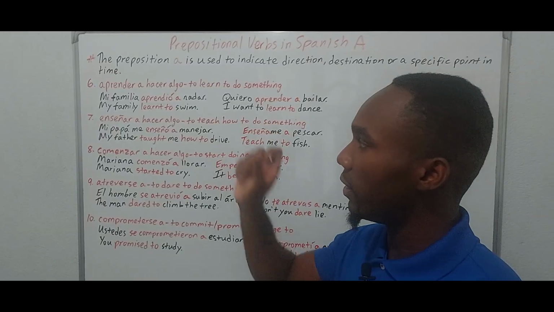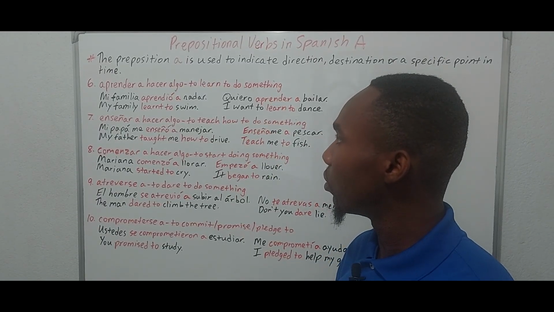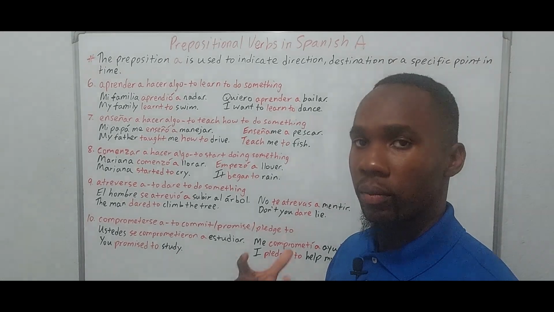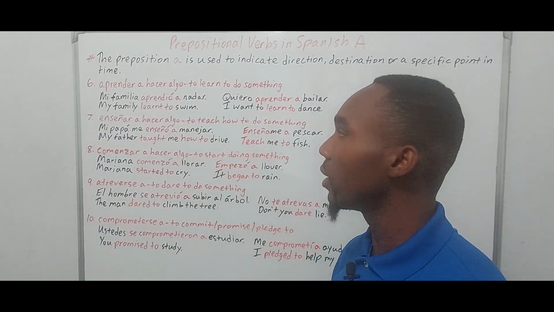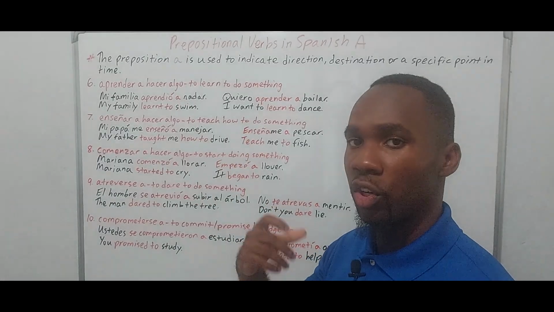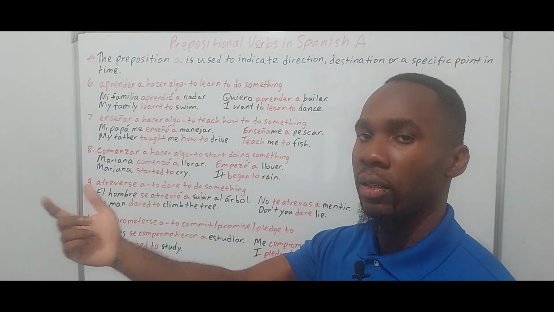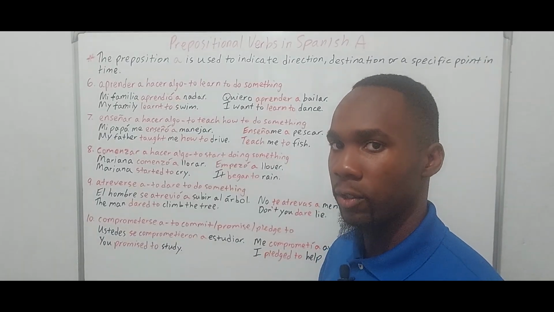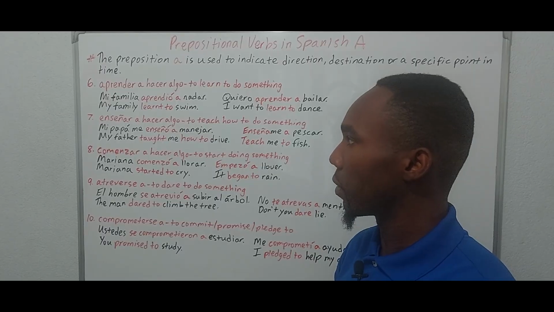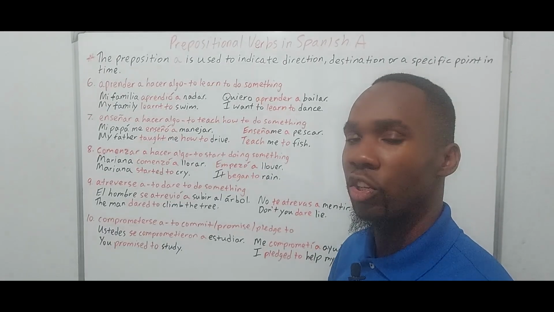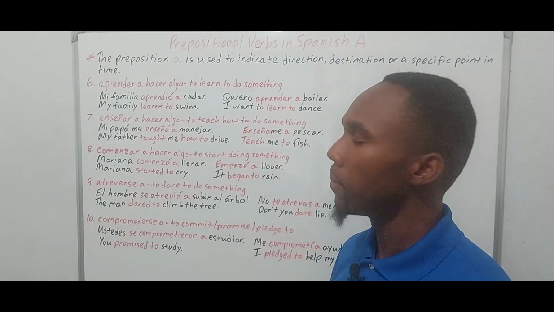Número 6. Aprender a hacer algo, to learn to do something. So again, a lot of students forget the a in this context. So when we're talking about learning something, if we're learning to do something, we need the a. All right? So, mi familia aprendió a nadar. My family learned to swim. Yeah?